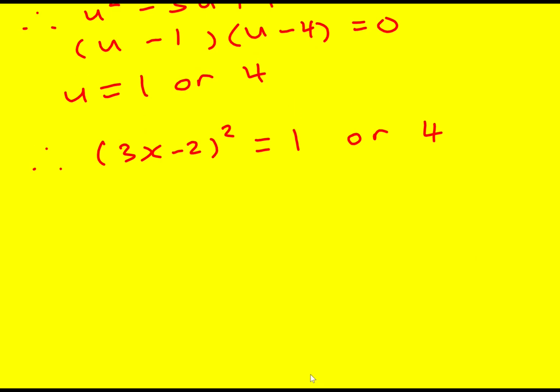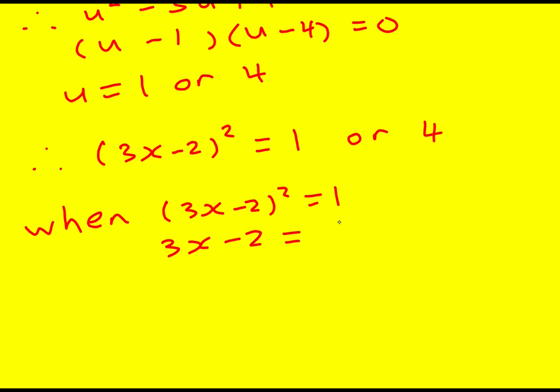Right, let's look at these two cases separately. When (3x - 2)² is equal to 1, we do not want to expand this out and try to solve a quadratic. This is actually essentially in completed square form, and we can just take the square root. 3x - 2 is going to equal plus or minus 1. Don't forget to take the negative square root as well on the right-hand side.